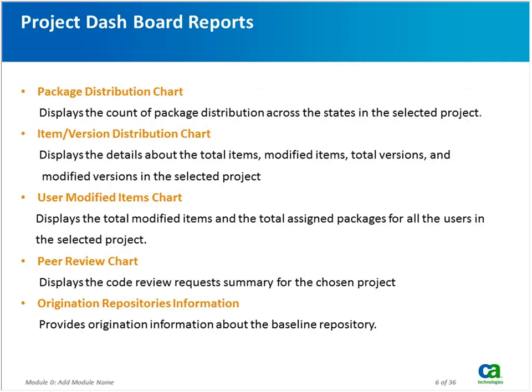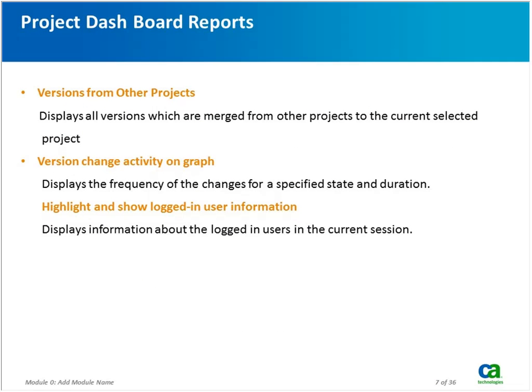And just a little bit on what's in the out-of-the-box reporting. You've got a package count across the stage for a selected project. You've got item version distribution, a user modified items chart, peer review, if you're using the peer review process. And if you're doing a fair amount of parallel development, any at all for that matter, you can get this origination repositories information. That's something that you have to be doing to get the report, obviously. And a little bit more here, versions from other projects. That's another one where if I merged in code from a related project, I would see where those versions came from. There's a change activity graph and also show logged in user information, okay? Information about those users that are logged into that current session in Harvest.